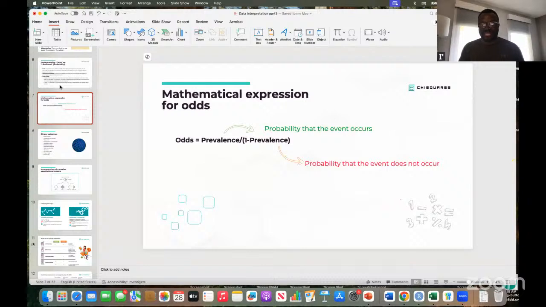So you will find that when the prevalence is very low, the odds ratio will be the exact same thing as the prevalence ratio. However, as the prevalence starts getting higher, the odds ratios get bigger and bigger and bigger, way higher than the corresponding prevalence ratio.